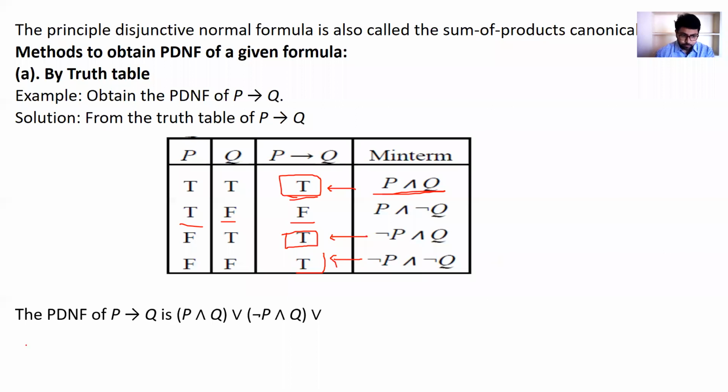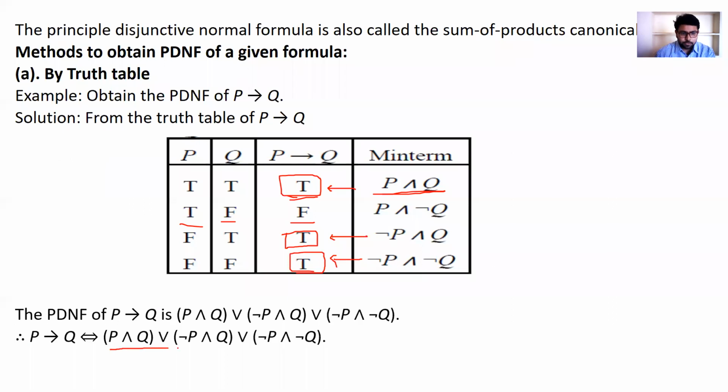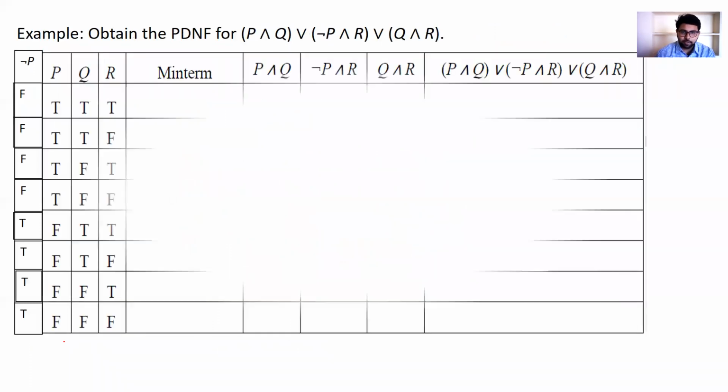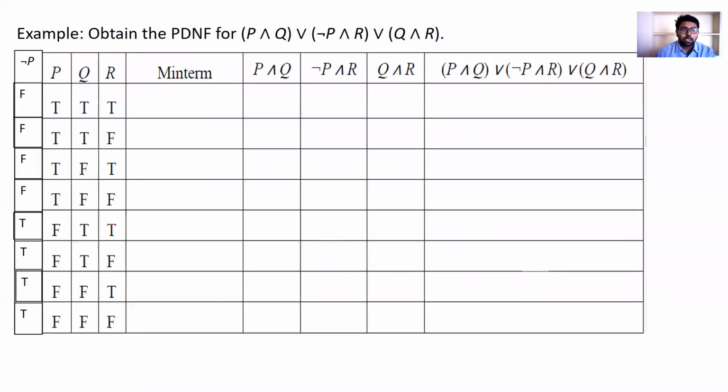So I have designed a formula equivalent to P implies Q. This formula is equivalent to P implies Q in terms of sum of product forms. Okay, next, yesterday we have seen this table.